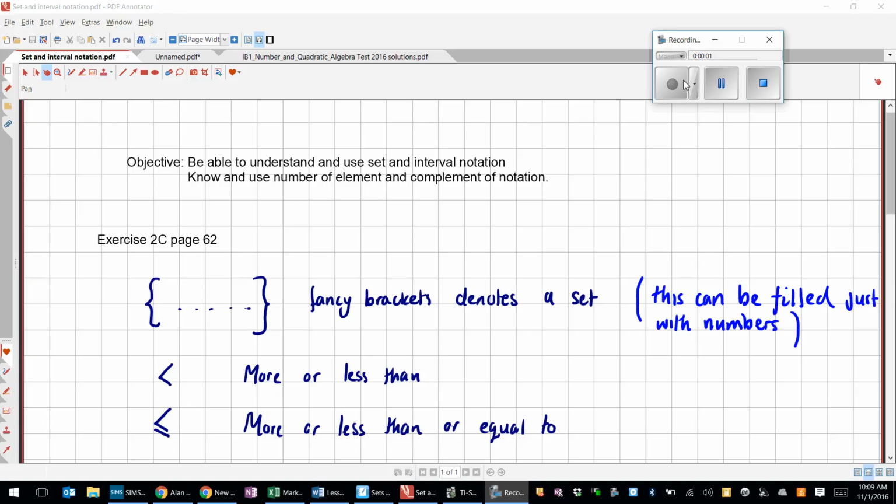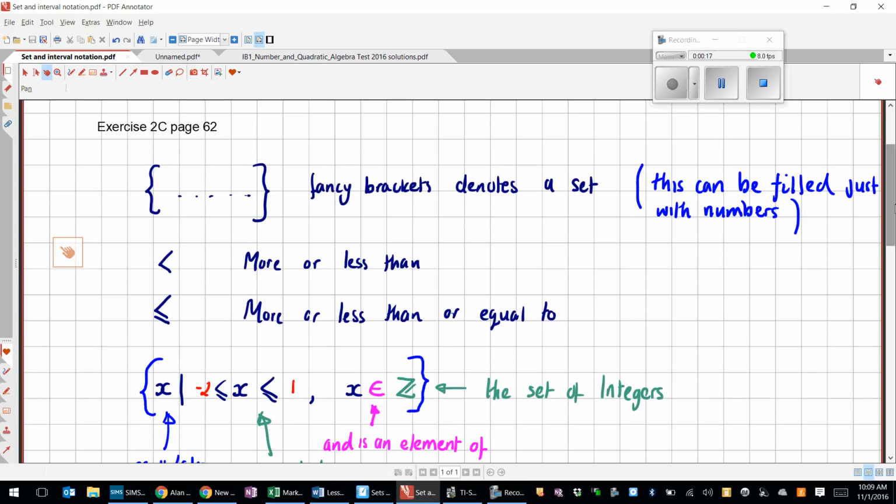Yourself, but only a couple of things. So we're looking at the first part using set and interval notation. So on your worksheet here, what I've said, this relates to the work you're going to do in a second, exercise 2C, page 62. If you want to open it now, it's not a problem if you don't.